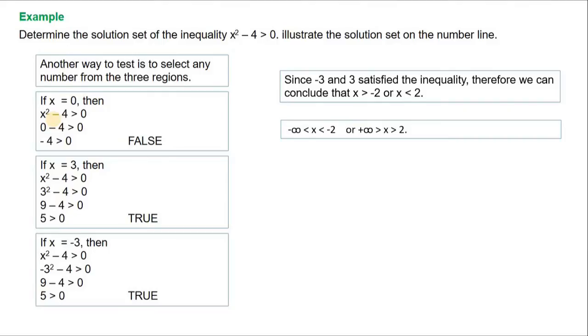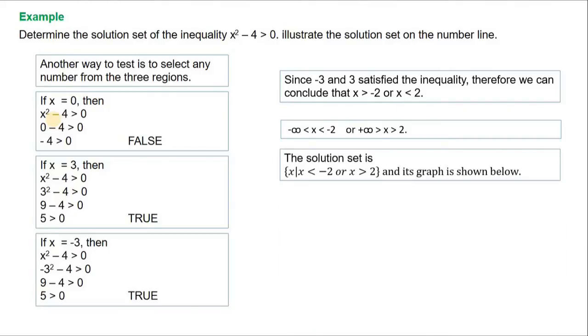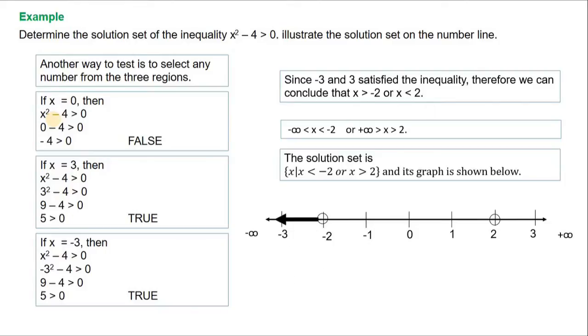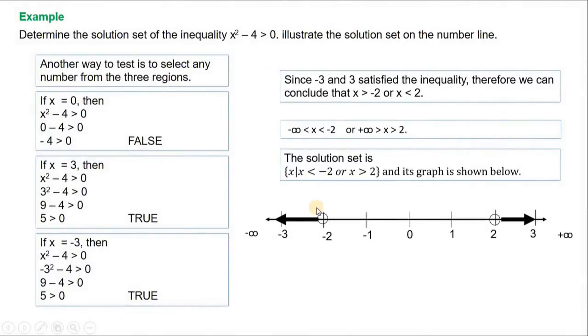So, yan yung ating sulat. So, the solution set is, yan, kung paano natin siya sulat, at ito yung ating graph. So, negative 2, positive 2. So, negative 2 up to negative infinity, and the other side is positive infinity. So dito, okay, hindi kasama yung gitna kasi nag-false yung ating tinest na point kanina. So ang solution here punta doon. Okay? Hindi kasama si positive 2 and negative 2.